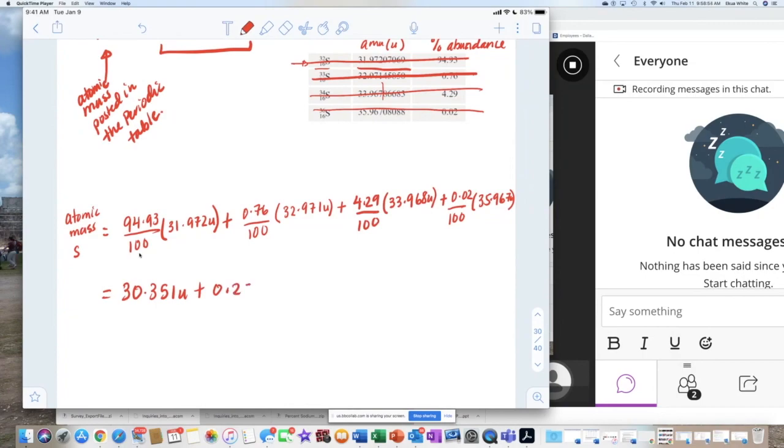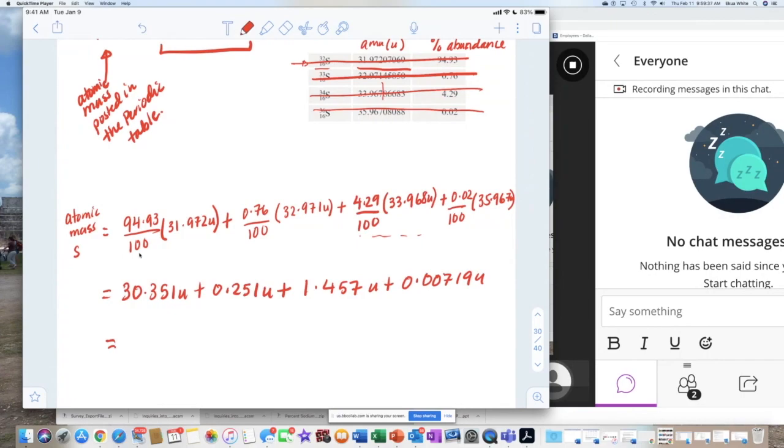This is 0.251 U plus, so I'm going to work this one next. 4.29 divided by 100 times 33.968. I have 1.457 U. And then finally, 0.02 divided by 100 times 35.967. I have 0.0719 U.